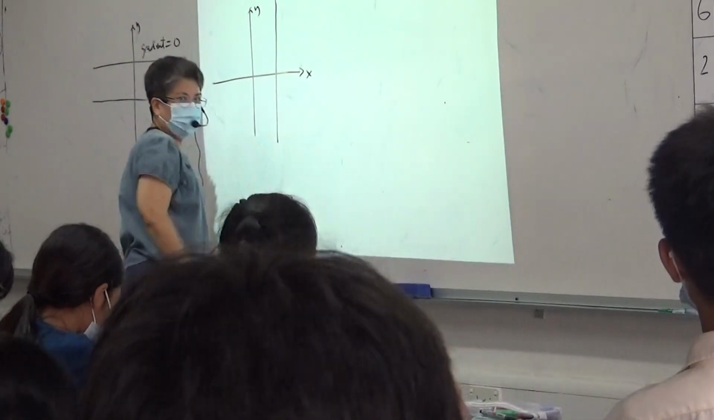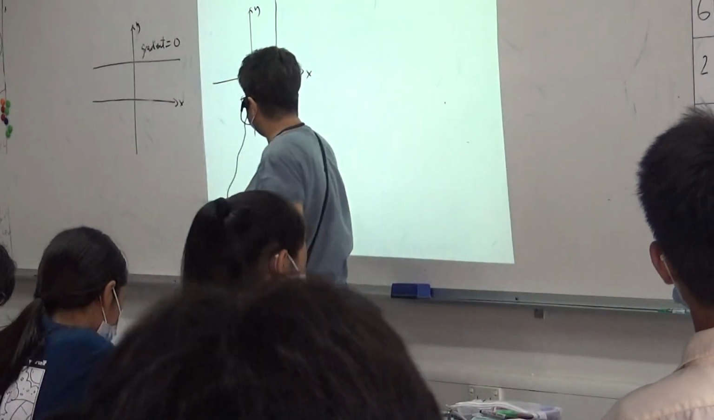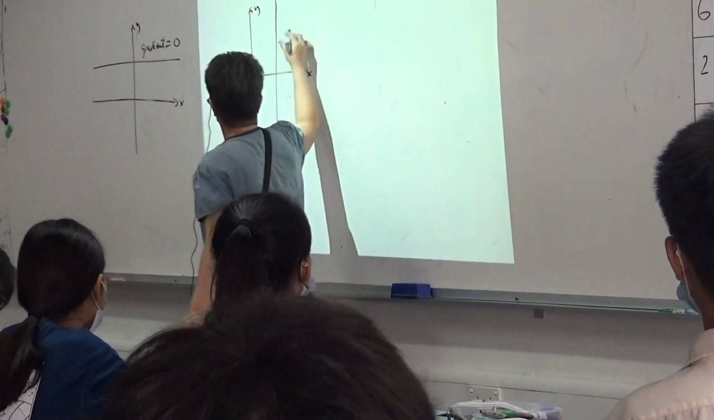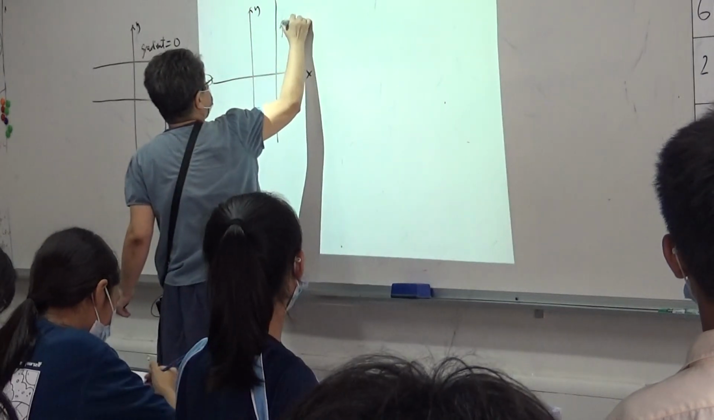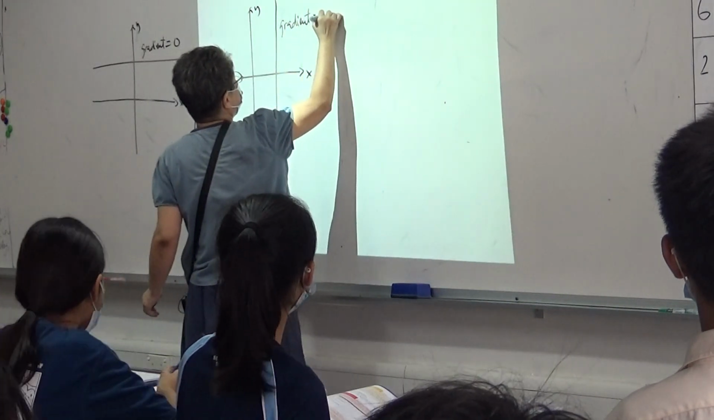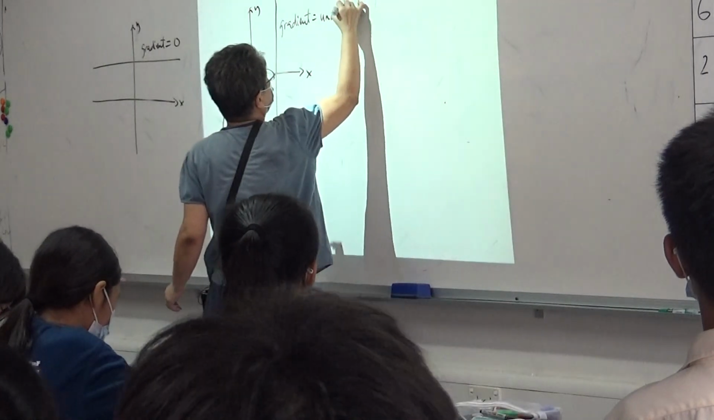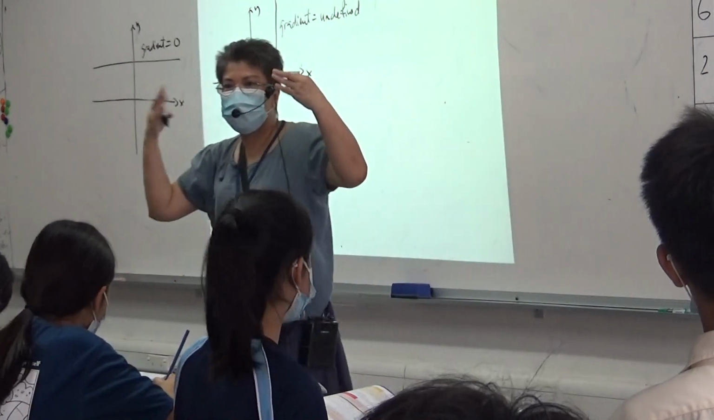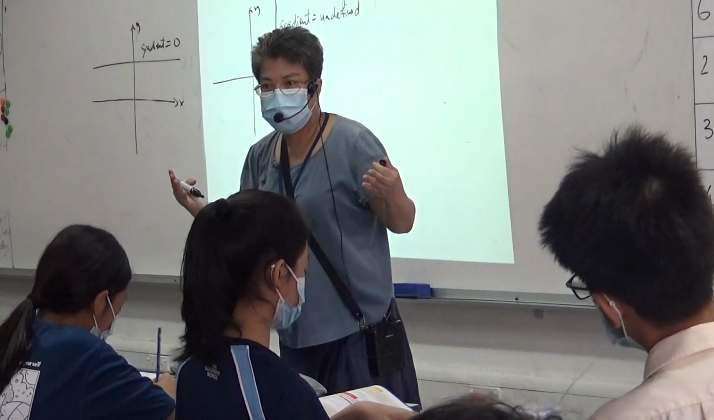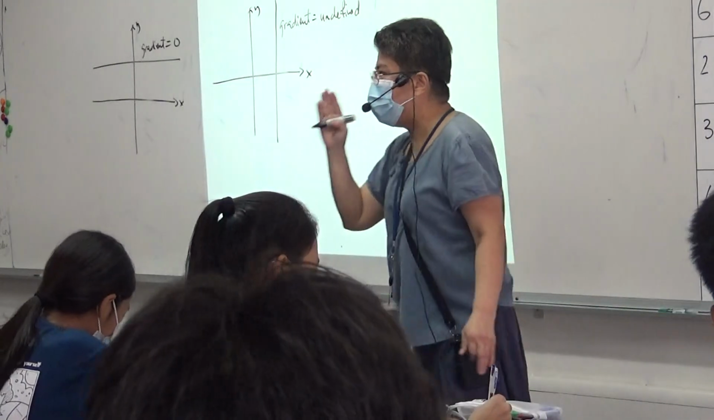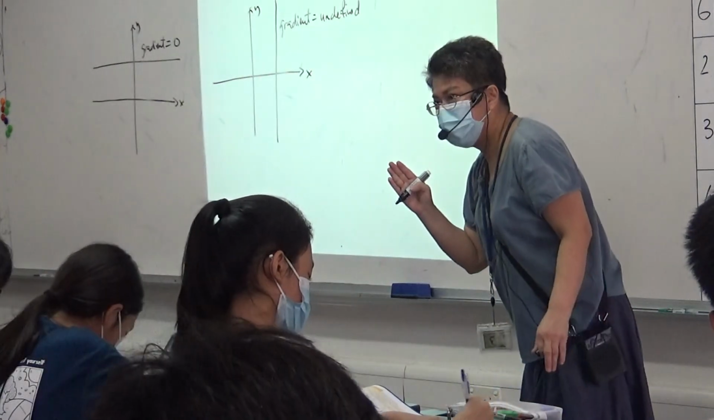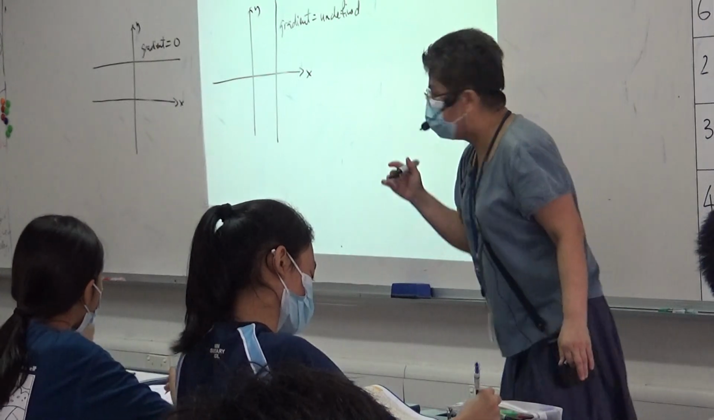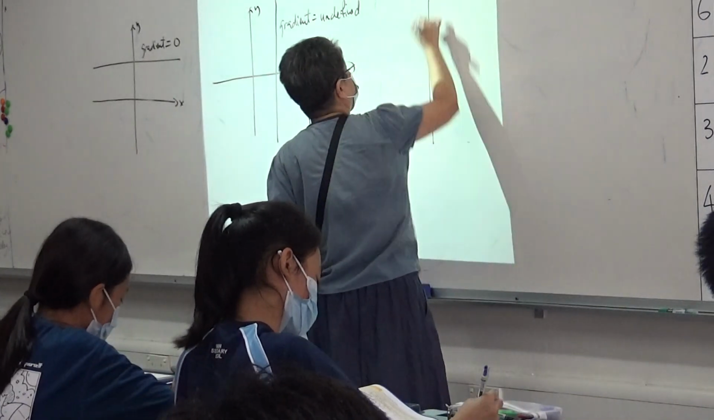Now, what if the line is vertical? Can you even cycle up this line? No. So this gradient is undefined. Undefined, that means you cannot tell what's the gradient. This is a mathematical term. Undefined. Okay?